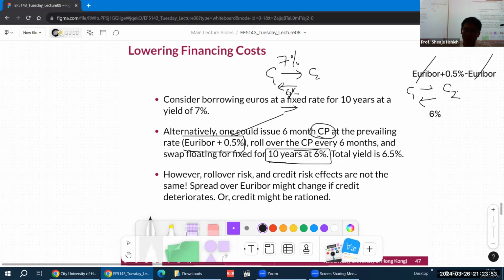Okay, so you can do this, or you can borrow commercial paper and then engage in a swap. So two different strategies. Strategy one is you engage in fixed interest payments, 7% for 10 years. The other is you issue 6 month commercial paper. That means you're paying this much, but then you engage in a swap to eliminate Euribor. So then your final payment is 6.5%.